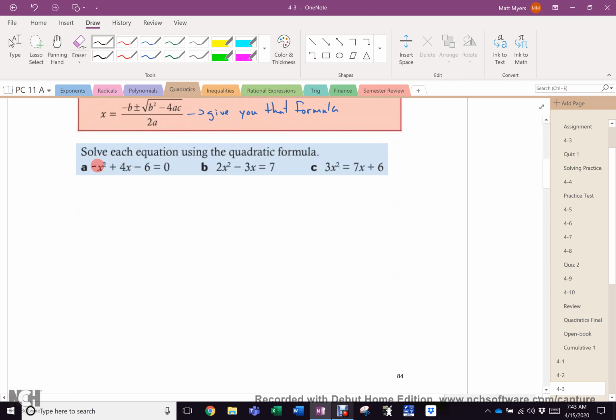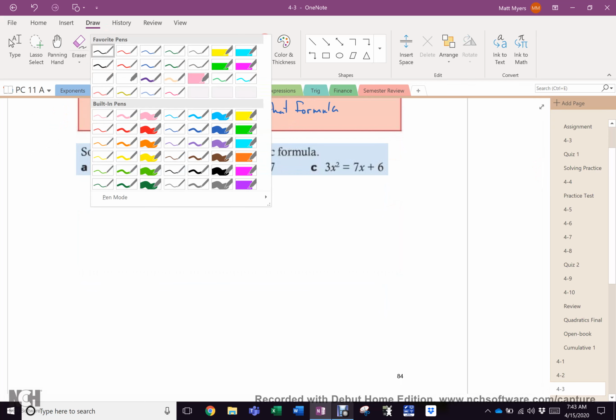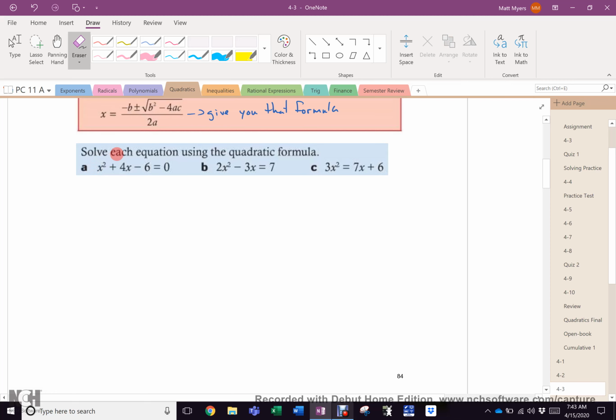What's this? There's my a. I'm going to use a weird color. There's my a. That's blue. It's hard to see. There's my a. There's my b. There's my c. So now all I do is I fill in this formula. Negative b. Well, b is 4. So I have negative 4 plus or minus the square root of b squared 16 minus 4 times a is 1 times c is negative 6 over 2 times 1, because that's a.